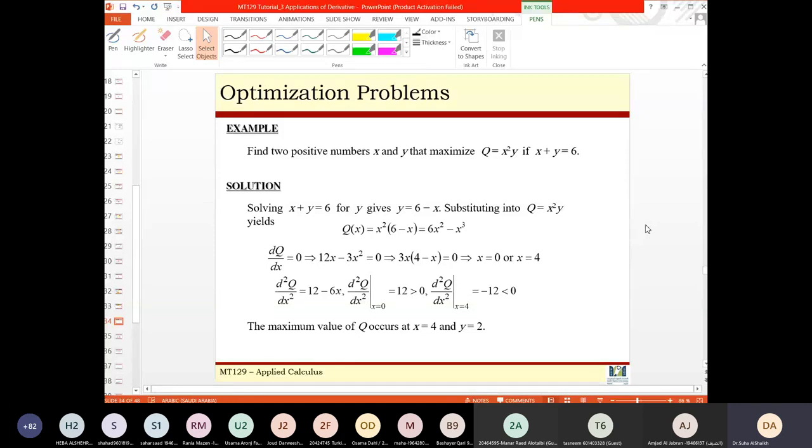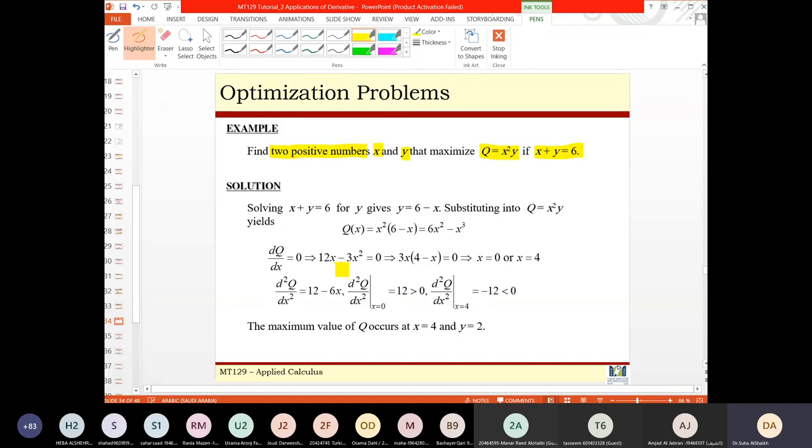So the next thing is again one important application of this derivative thing, اللي هو optimization problem. What does optimization mean? Optimization يعني how to guess or how to know a result of a problem that I have. So the example here, asking you to find two positive numbers, x and y, that are maximizing this equation, if you know that x plus y is equal to 6.